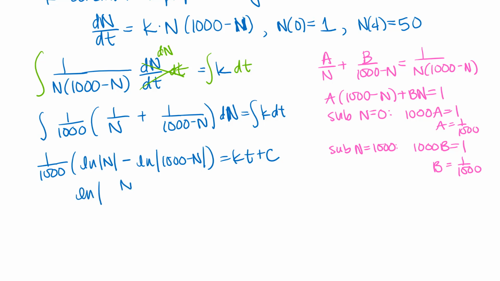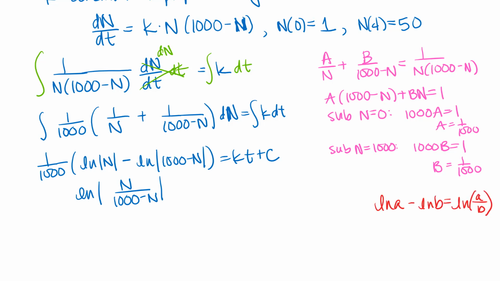First thing I'm going to do here is use a property of logarithms so that I have ln of n minus ln of 1,000 minus n. You can combine that into a single logarithm using a property of logarithms. I'll write that over here to the side. All right, so I use that.